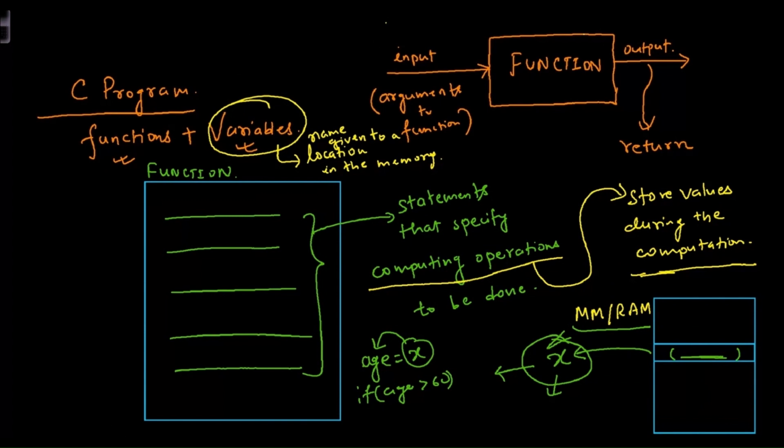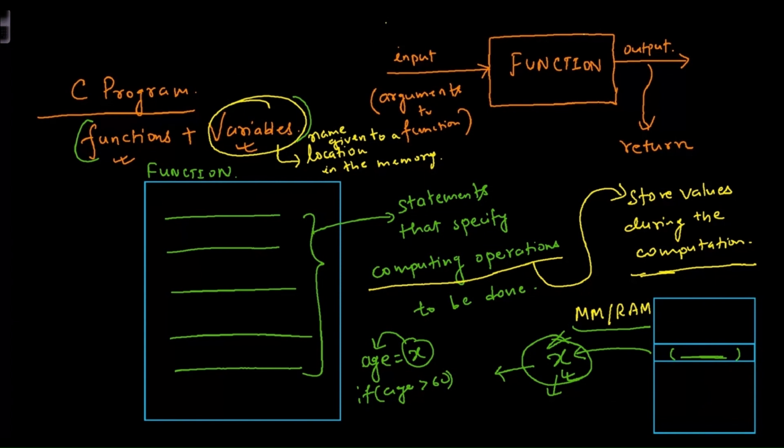But what happens in a computer system is that there is a location in the memory, and you can read the value at that location and you can update the value at that location. That is why this x is serving as a variable, because you know that a variable's value can change. That is why it is called a variable, right? A C program is basically functions plus variables. Done. Now, the structure of a C program.